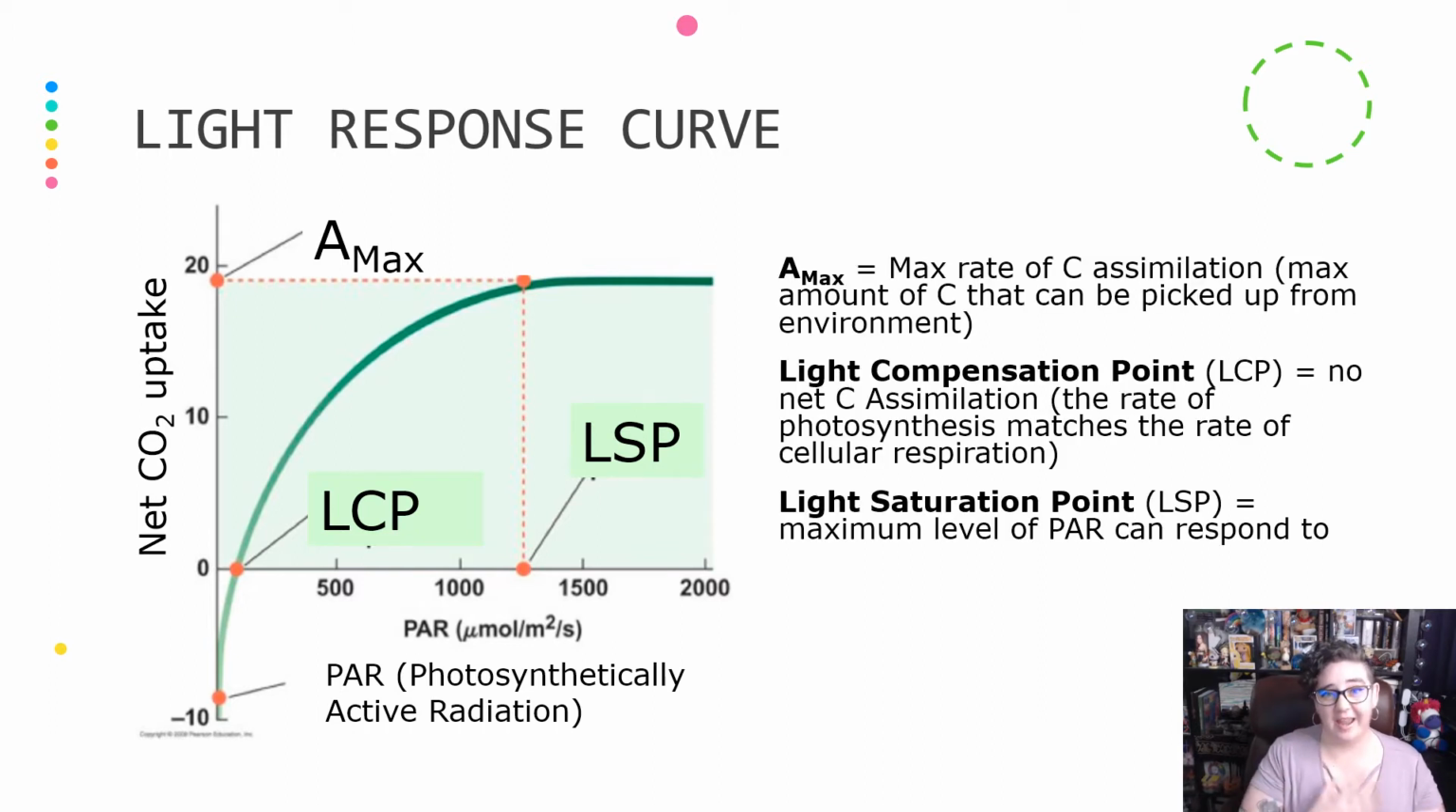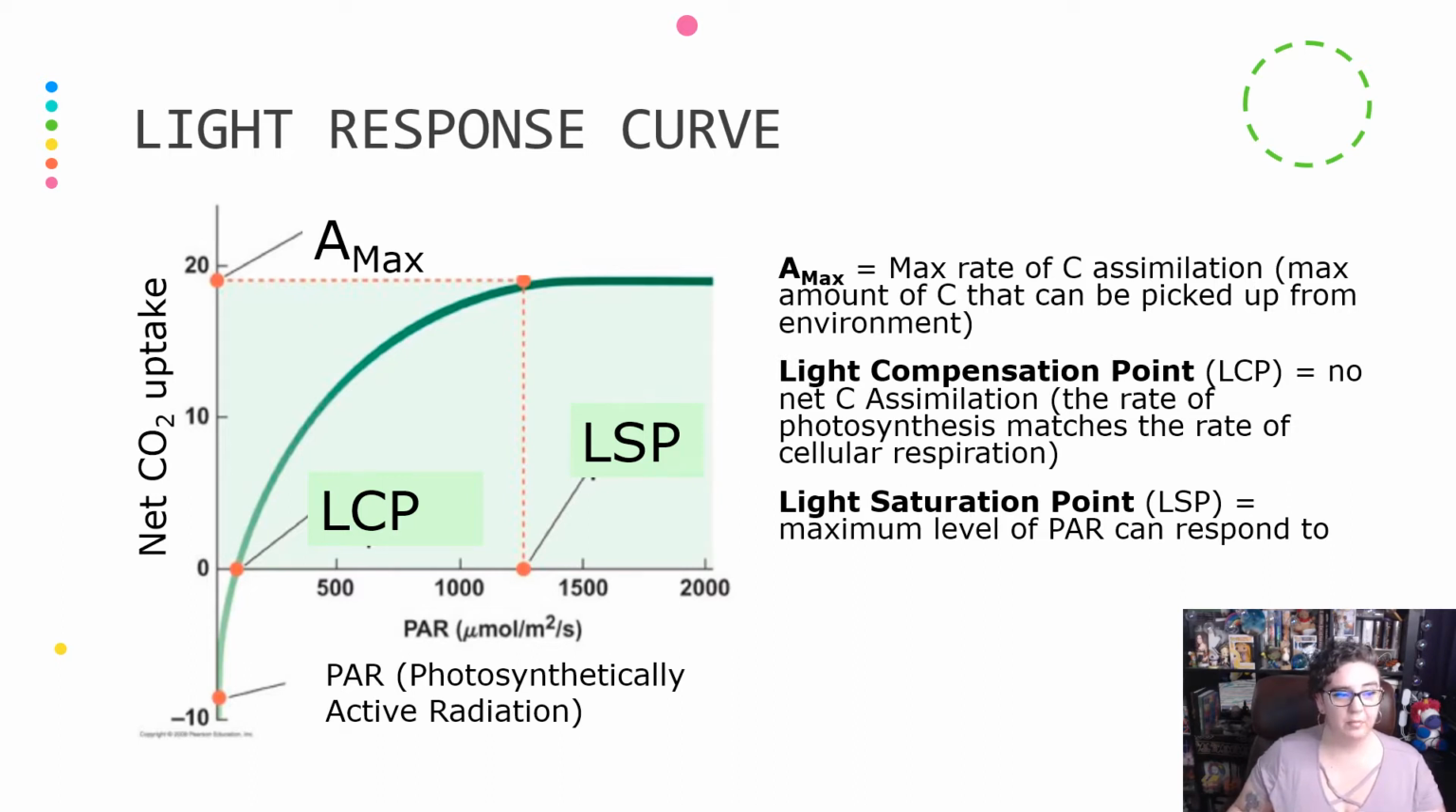The first one is Amax. That is the maximum rate of carbon that can be taken up by the plant from the environment, right? So at some point, no matter how high you turn that light dial, how much light that plant is getting, there's going to be a maximum amount of carbon dioxide that the plant can take in to use in order to do photosynthesis, right?